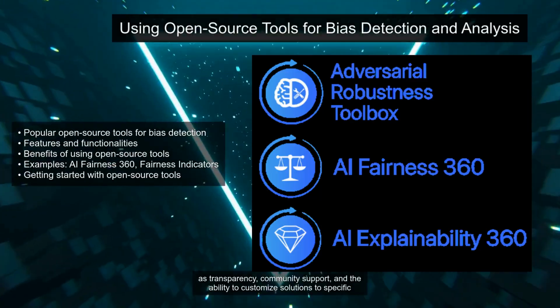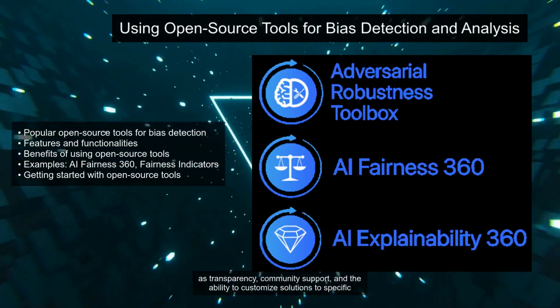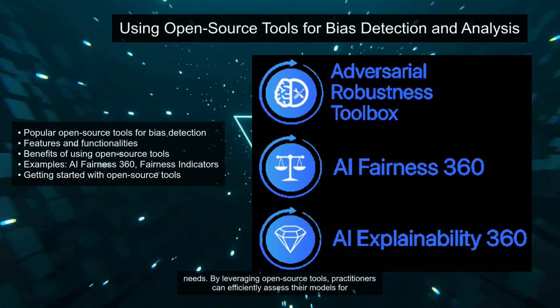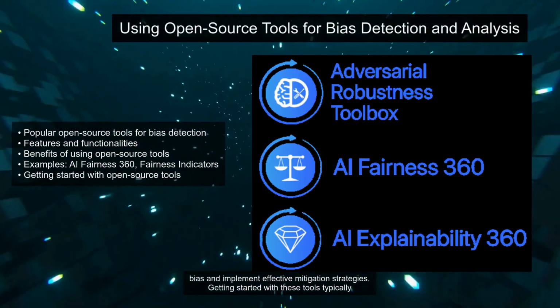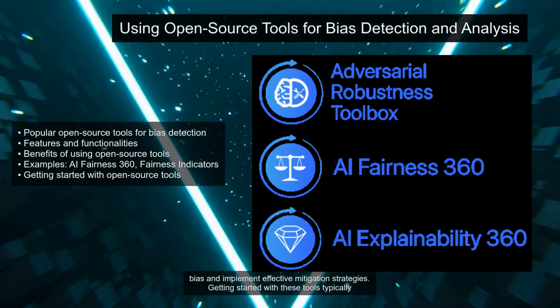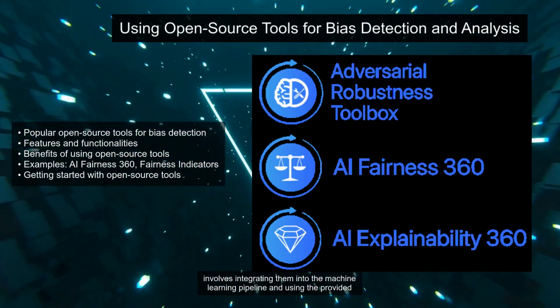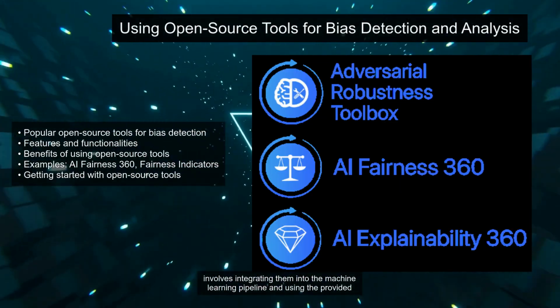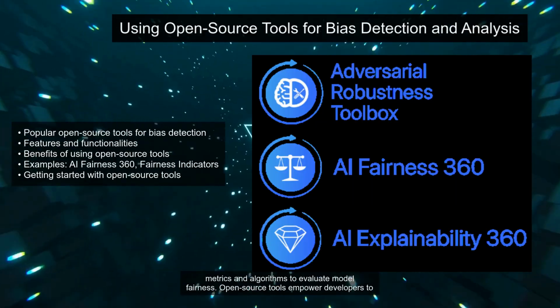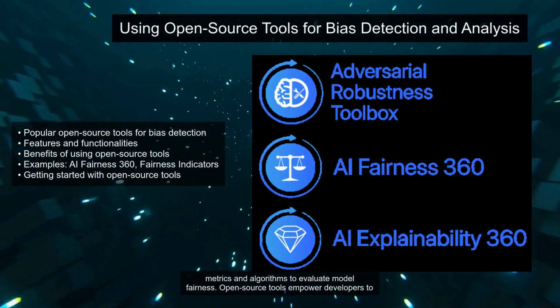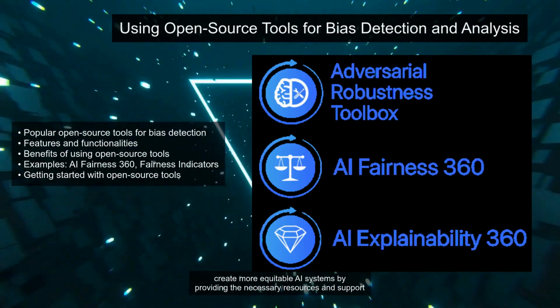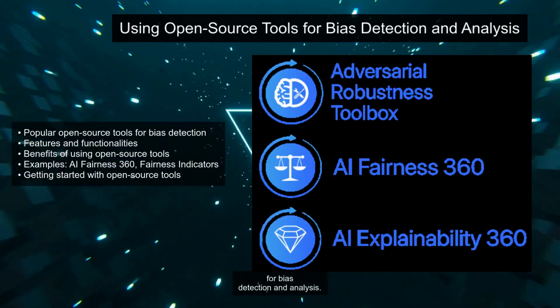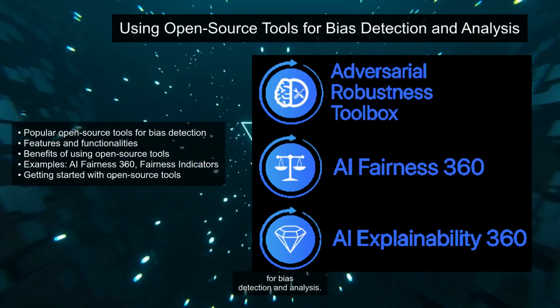These tools offer benefits such as transparency, community support, and the ability to customize solutions to specific needs. By leveraging open source tools, practitioners can efficiently assess their models for bias and implement effective mitigation strategies. Getting started with these tools typically involves integrating them into the machine learning pipeline and using the provided metrics and algorithms to evaluate model fairness. Open source tools empower developers to create more equitable AI systems by providing the necessary resources and support for bias detection and analysis.